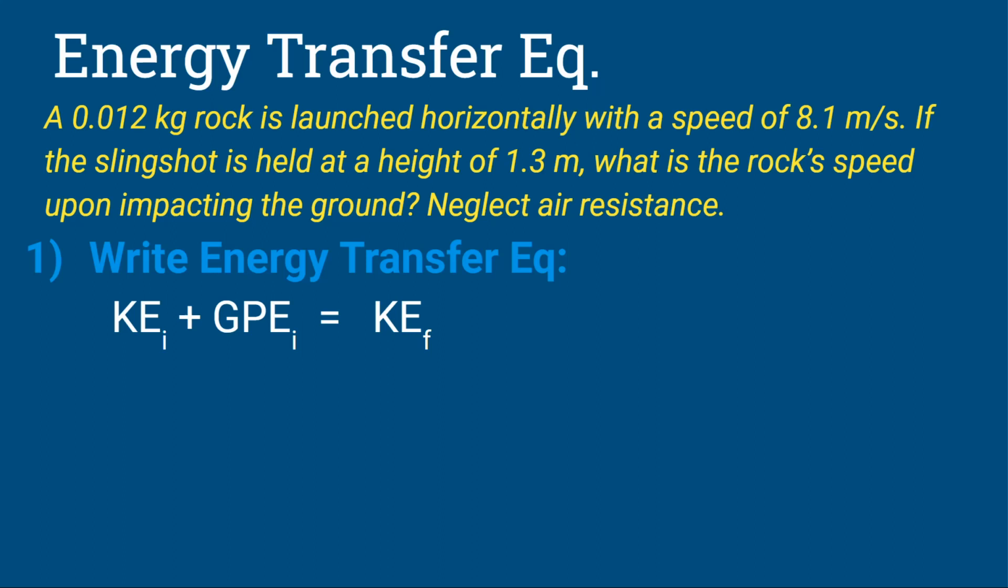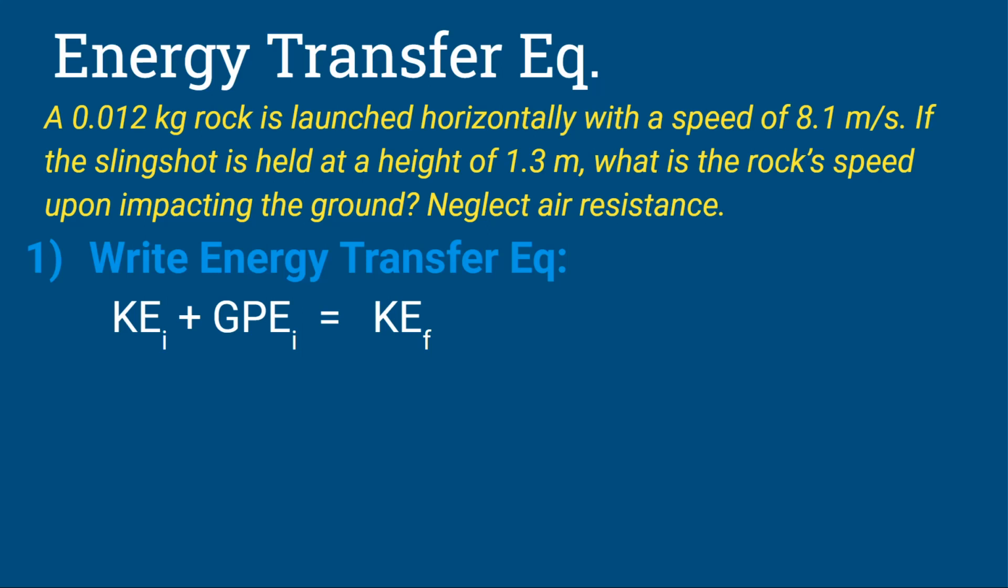It is a slingshot, so if it had given me information about actually pulling it back, like that point in time, then I would have to include elastic potential energy. But this is after that. It's after it's moving. Okay, so after the launch, it's just those two.